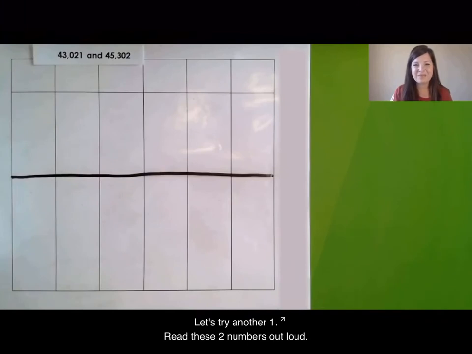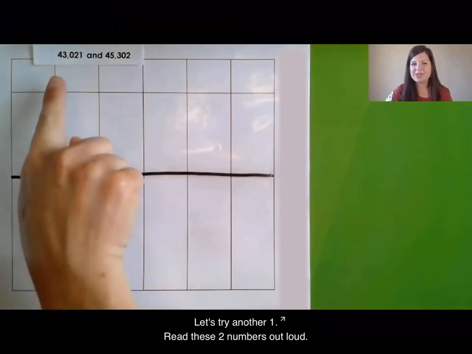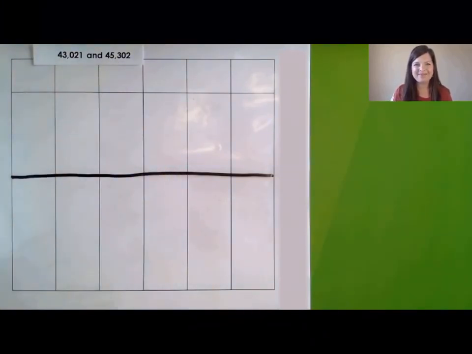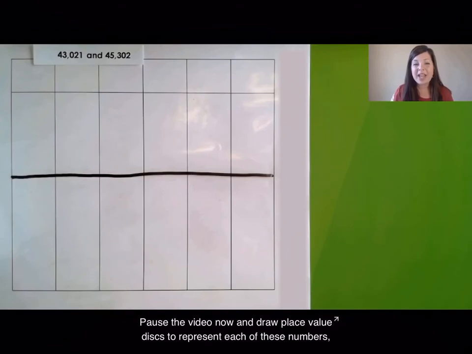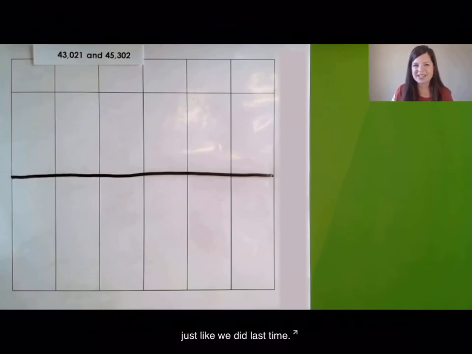Let's try another one. Read these two numbers out loud. 43,021 and 45,302. Pause the video now and draw place value discs to represent each of these numbers, just like we did last time.